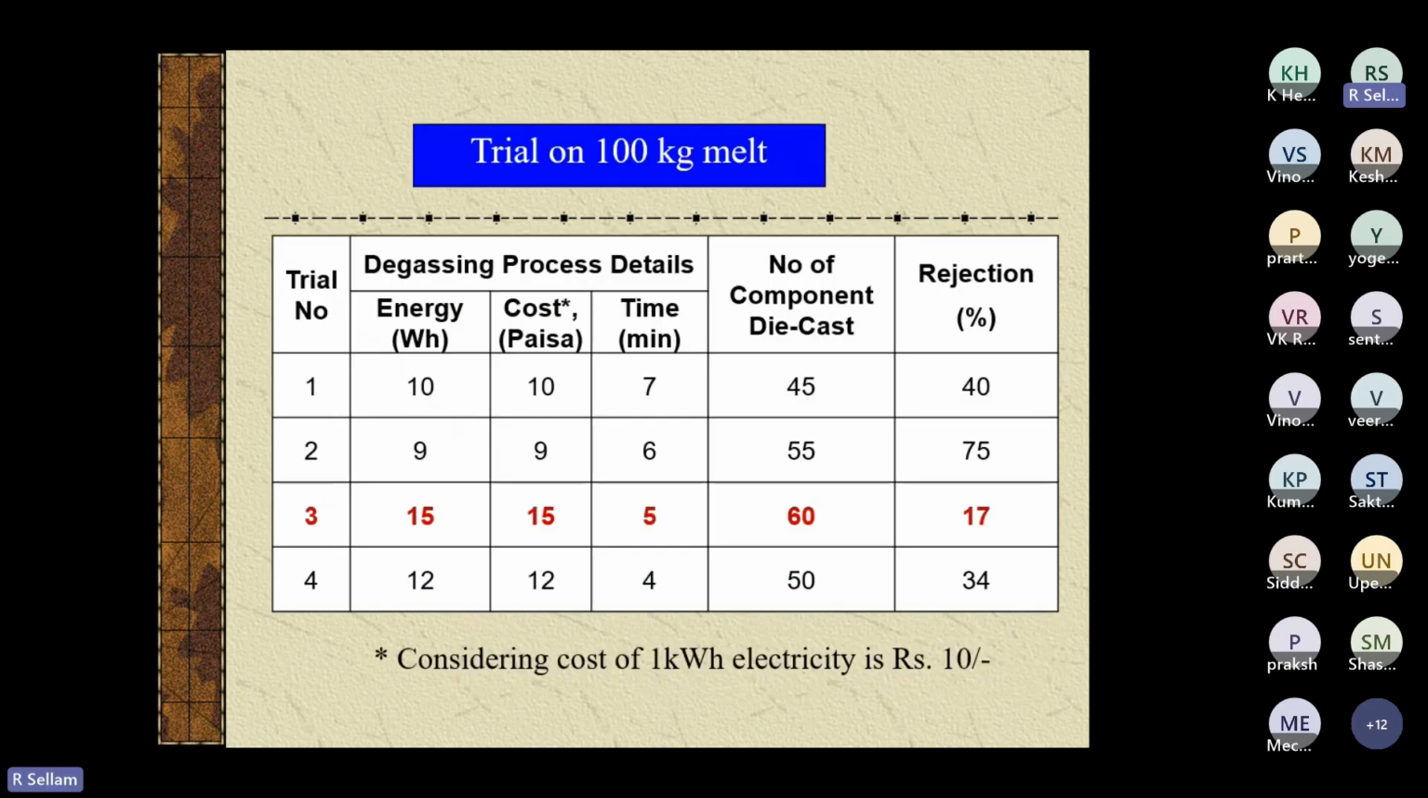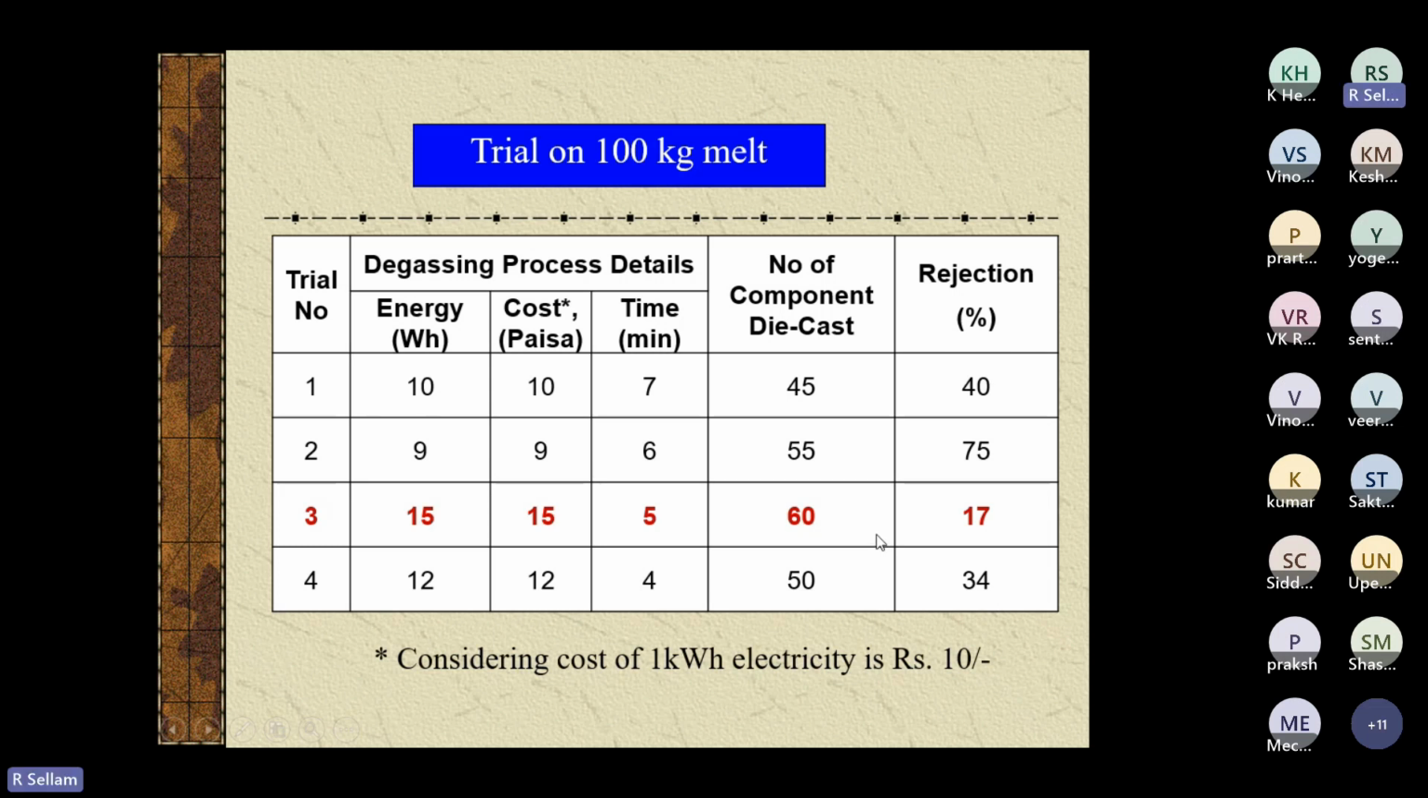In the trial on a 100 kg melt, you can see the energy level varies, the cost varies, and the time of degassing varies. Number of components cast and percentage rejection: in the initial trial we can optimize like that. So 15 watt of energy and time of degassing, and you achieve the minimum rejection level out of this. So what happened after that?